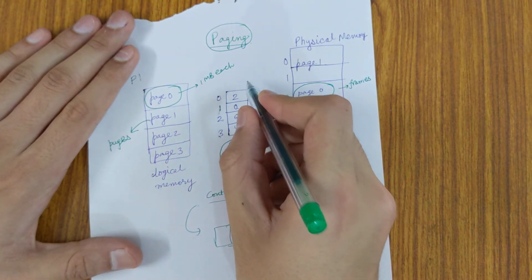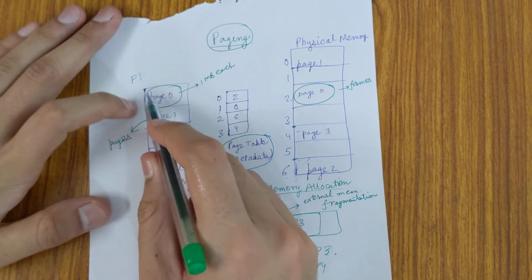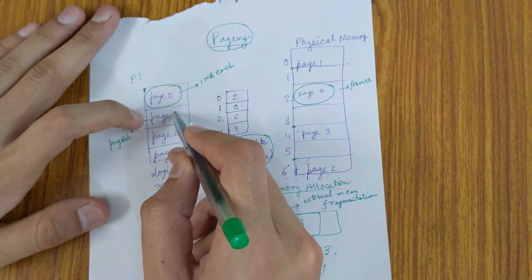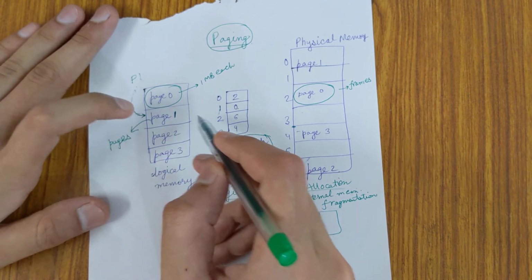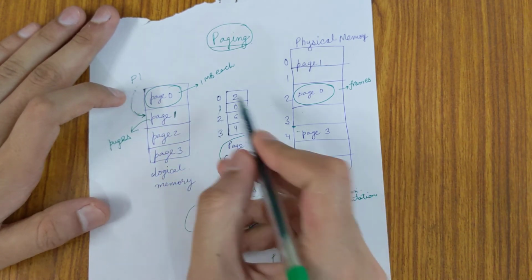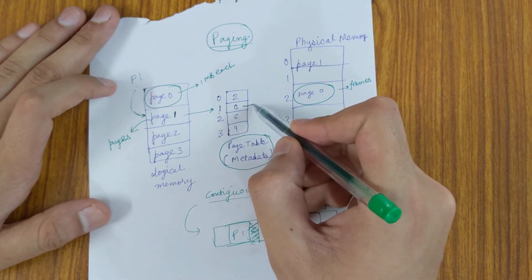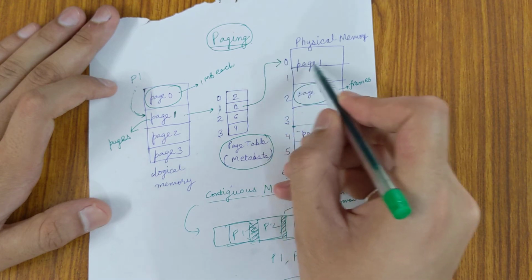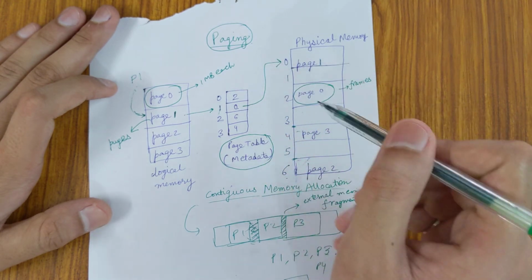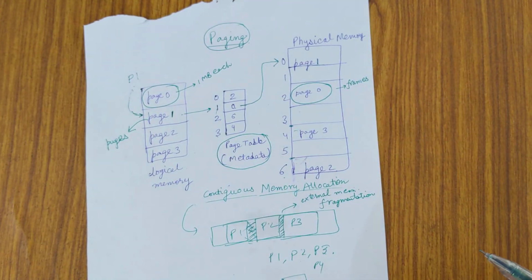So whenever, let's say, P1 wants to access some memory location belonging to page 1, it will look up the page table and see that page 1 can be found at frame 0, and hence it finds the physical memory to access, and then it gets the data from this page, whatever data is required. So this technique is called paging.